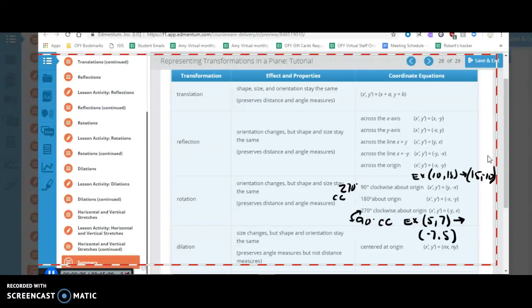180 degrees, they switch and they both change signs. So let's do 10, 15 for this one. It becomes 15, 10, and they're both negative. Negative 15, negative 10 would be your answer. So that is how we do these here.